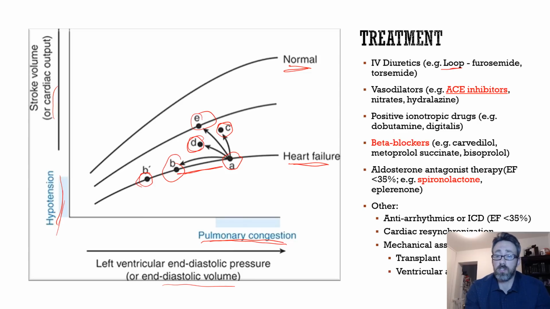Some other things that you can try, antiarrhythmics or an ICD if the ejection fraction is less than 35%, because they are at risk for fatal arrhythmias. Cardiac resynchronization might be necessary. You can use a mechanical assist device to help get them to transplant. And there's some other modalities we can use to make sure we can maintain the patient to maybe undergo surgery or maintain some sort of cardiac output until something else can be done.